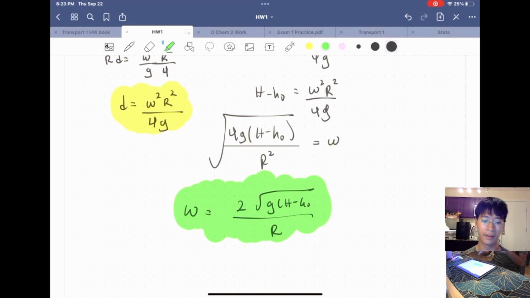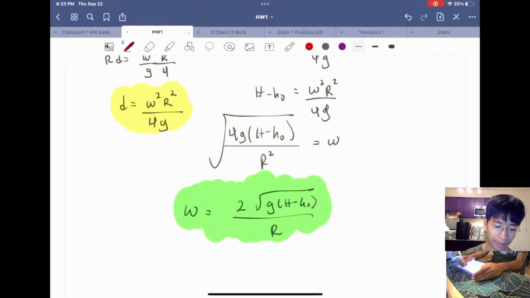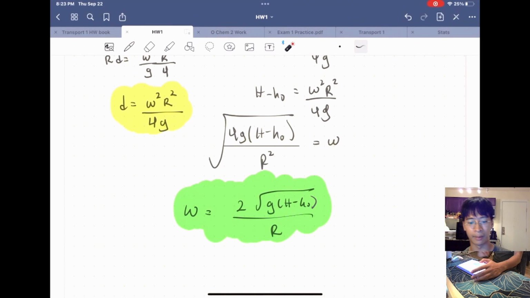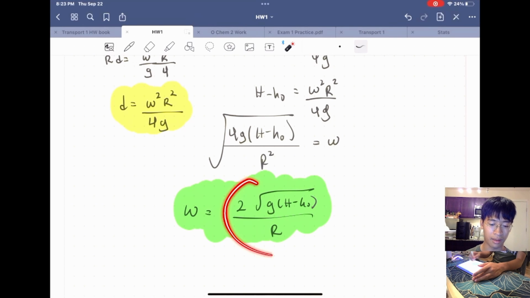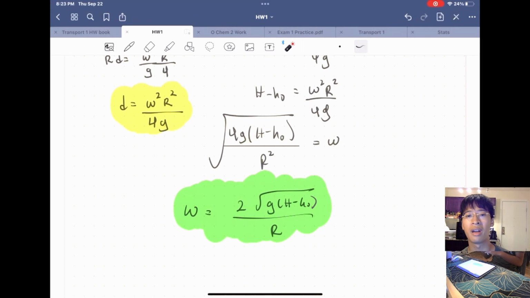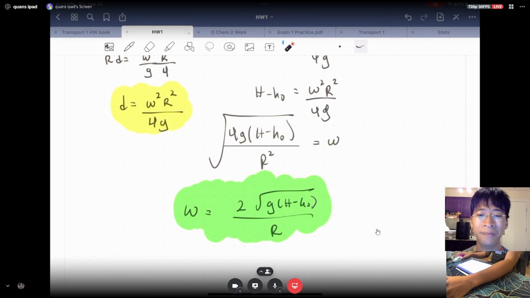If I have some beaker of a certain height, and I have some liquid filled up to an initial height, and this beaker has a certain radius, well, if I plug all that in, then this will be how fast I can spin my beaker with the contents of the beaker just coming up to the edge but not quite coming over. Okay, so this will conclude homework 1 as a whole. Thanks.